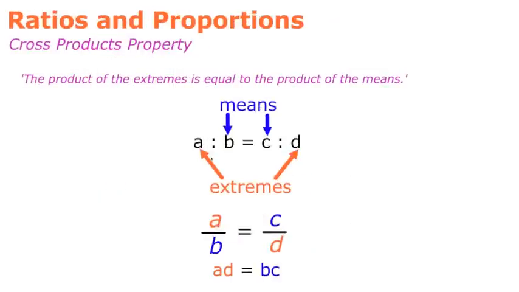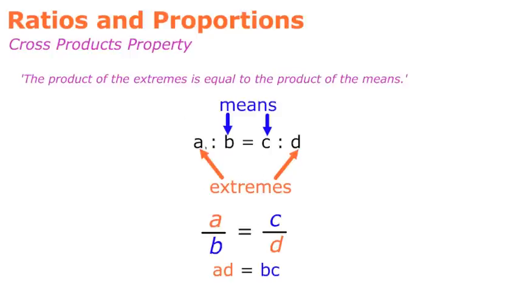Being that this is a geometry video, what I'm about to say shouldn't really be new, but I don't like to assume anything. I want to make sure that you have all your prior knowledge, or at least I refresh that prior knowledge before we get started. Here we have the cross products property. The product of the extremes is equal to the product of the means. Well, when we're given this proportion, A to B is equal to C to D, the inside terms here, B and C, are called the means. The outside terms, A and D, are called the extremes.